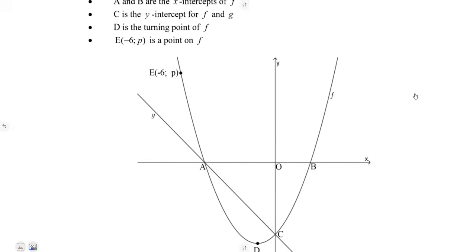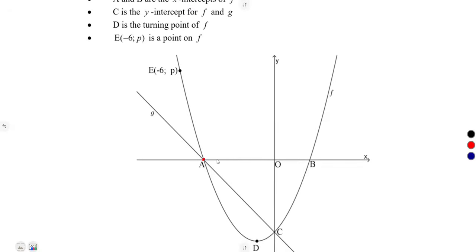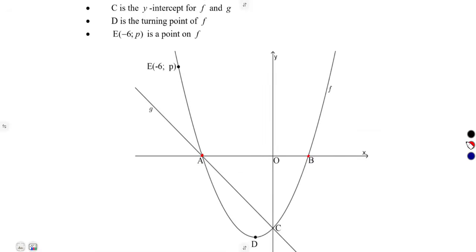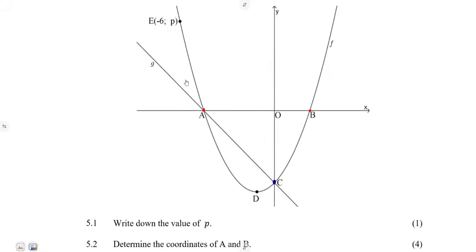The information given is that A and B are the x-intercepts of f, as we can see here, and A is also a point which is on g. Then C is the y-intercept for f and g. You can see that this point C is on both f and g. Then D is the turning point. Then the point E is given as (-6; p).